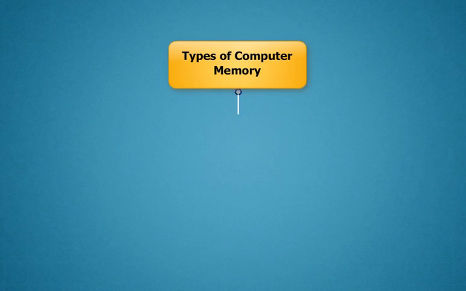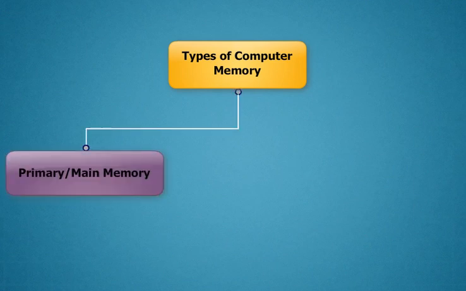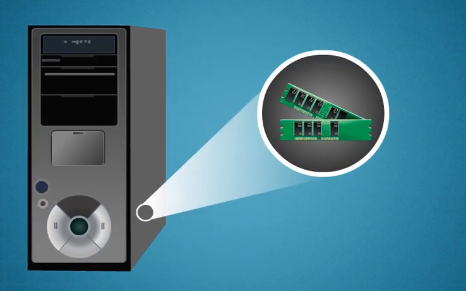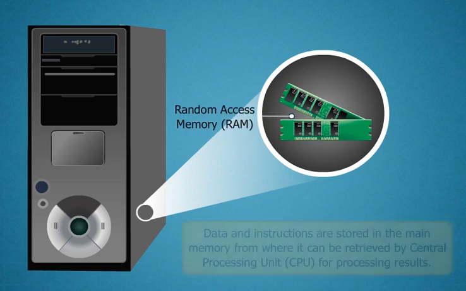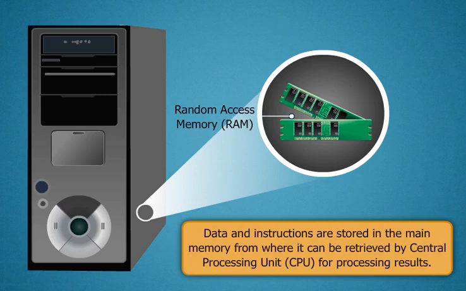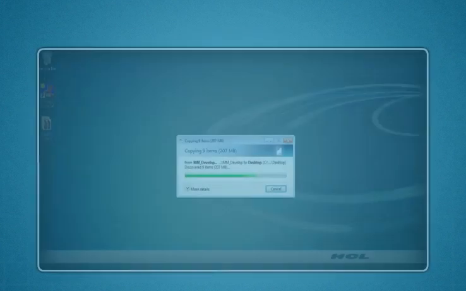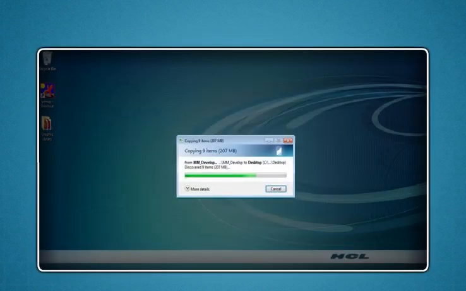Computer has two types of memory. These are primary or main memory and secondary memory. Let me explain computer memory in detail for you. The main memory is very fast and is also called random access memory or RAM. Data and instructions are stored in the main memory, from where it can be retrieved by Central Processing Unit or CPU for processing results. RAM is the memory in which all programs are stored. The speed of the computer depends on RAM.